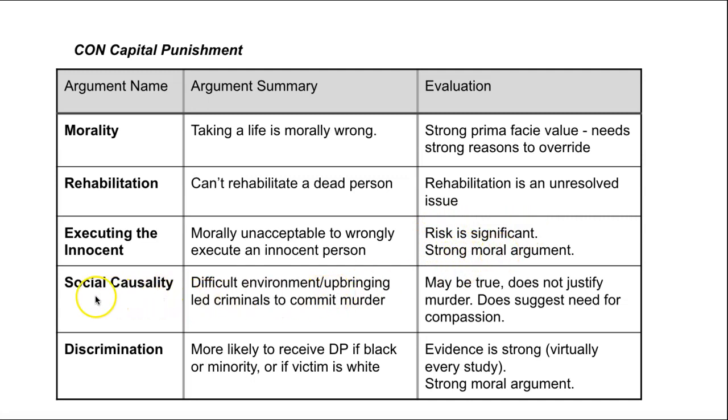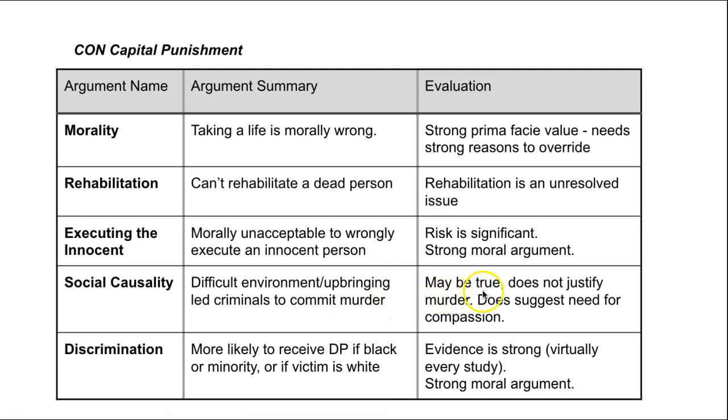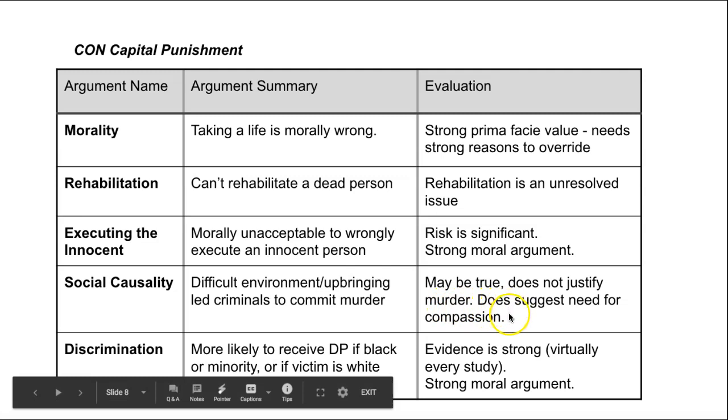The fourth reason, social causality, states that a difficult environment or upbringing may have led the criminals to commit murder, just social causes. And while that may be true, state the inquirers, it does not justify murder, but it does suggest a need for compassion when considering this issue.